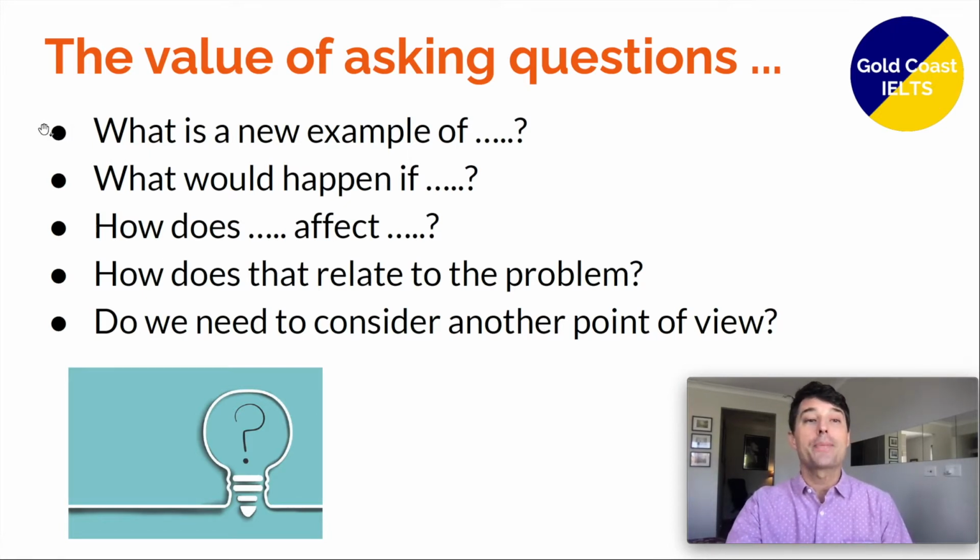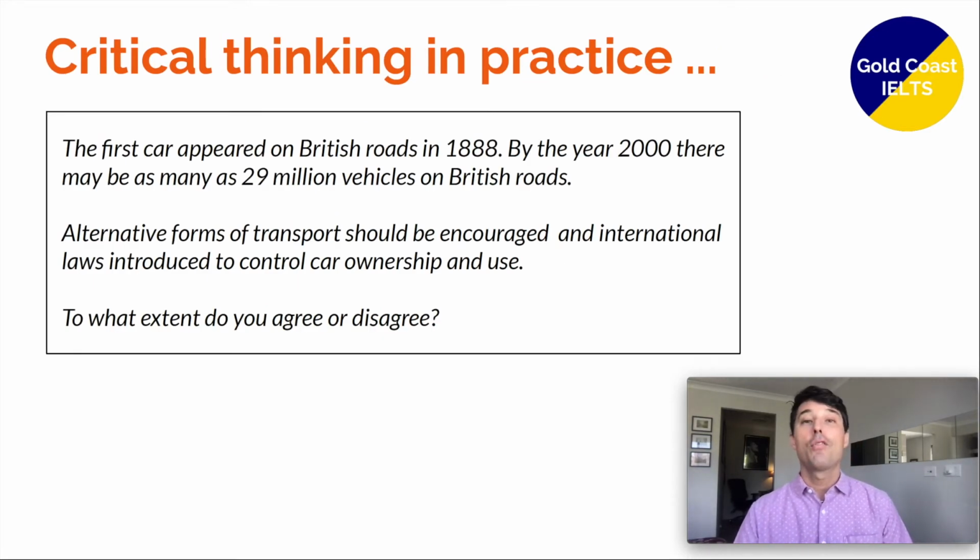So the first one is, what is a new example of something? The second one is, what would happen if? The third one is, how does something affect something? Number 4, how does that relate to the problem? And number 5, do we need to consider another point of view? So understanding that task 2 question and then finding answers to these 5 questions is a great way to critically analyze the question. Let's do some critical thinking in practice for the IELTS exam.